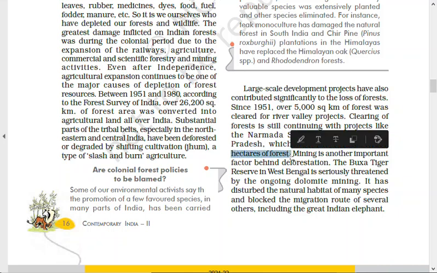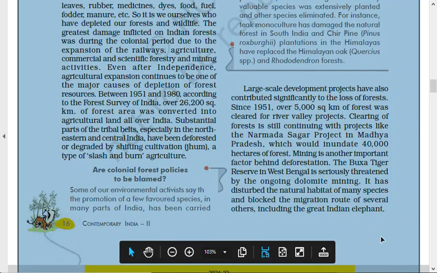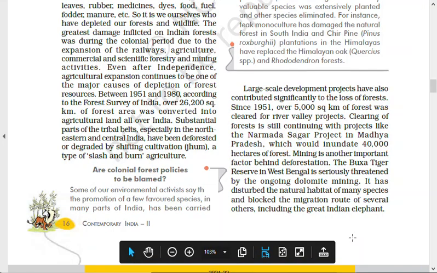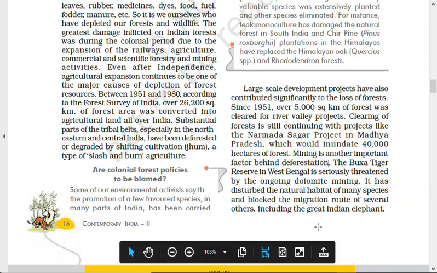100 times 100, 10,000 meters square, right? So you can say 40,000 hectares of forest, you can understand how big the area might be. So mining is another important factor behind deforestation. Please remember these things. Mining is one factor, then agriculture is another factor, then modernization, that means urbanization, is another factor.